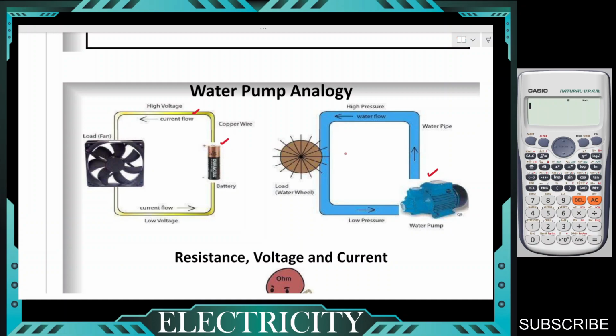And in the example of the water pump, the energy of the water is dissipated across the load. The energy that the water pump is providing is used to move the load, which is a water wheel. And in the electrical circuit analogy, the load could be any appliance which is consuming the electrical energy.